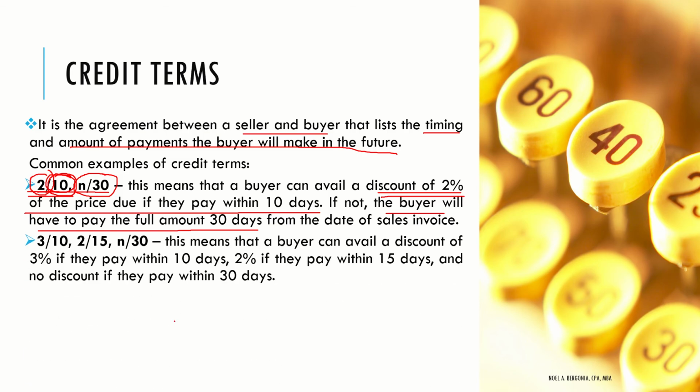Another would be, pwede rin pong magkaroon ng various ranges of discount rate. Okay? So we have 3/10, 2/15, and n/30. So what does it mean? So first, if you pay within 10 days, 'di ba?